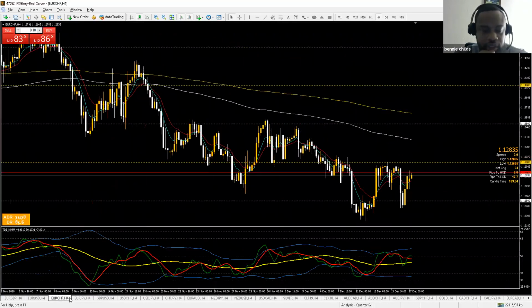All right, let's look at the next one. We're looking at EC, which is the Euro Swiss. Again, we're a little bit too late to jump in. I really don't like jumping in the middle of a move. So yeah, I don't like jumping in the middle of a move.